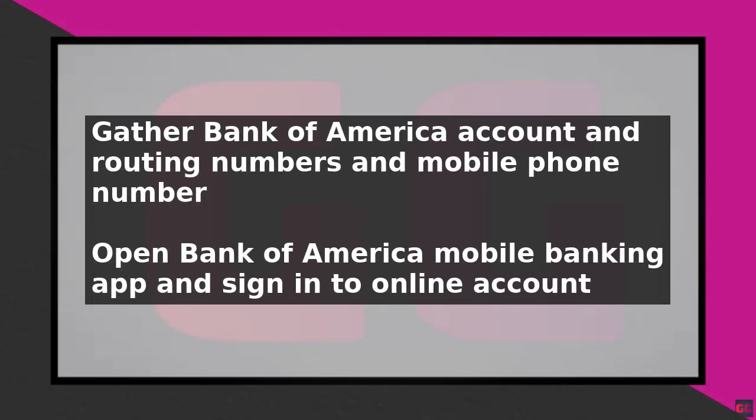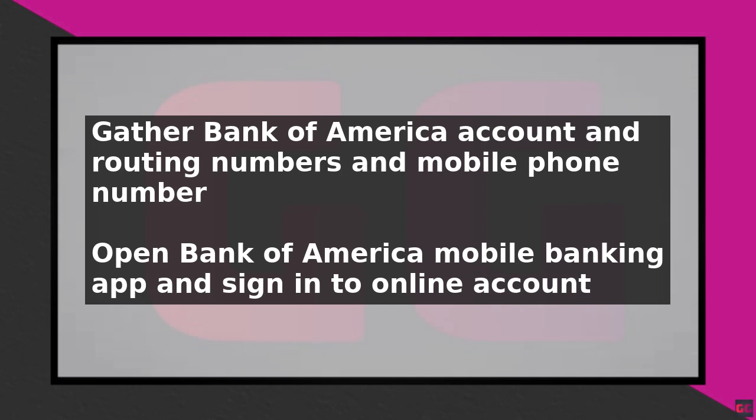To enroll in Zelle with Bank of America, start by gathering the necessary information, including your Bank of America account number, routing number, and mobile phone number. Next, open the Bank of America mobile banking app on your device and sign into your account using your online banking username and password. Once you are logged in, navigate to the Transfers tab and select Send Money with Zelle.